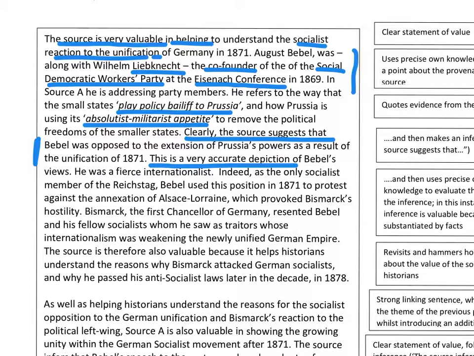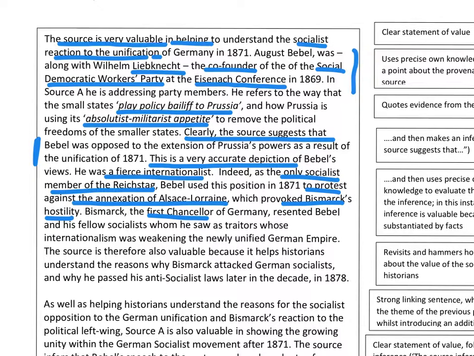And here's the own knowledge. He was a fierce internationalist. You're putting your own knowledge in here. Indeed, as the only socialist member of the Reichstag, there's really precise own knowledge. There was only one socialist in the Reichstag that was elected in 1871. Babel used this position in 1871 to protest against the annexation of Alsace-Lorraine. Now, you're not given that information in the source, but you're applying your own knowledge here to substantiate the inference. That provoked Bismarck's hostility. Very good own knowledge here.